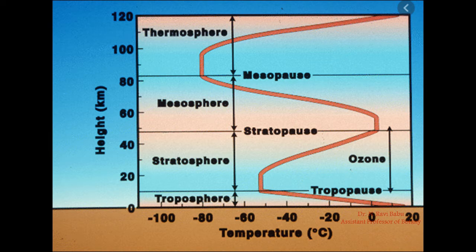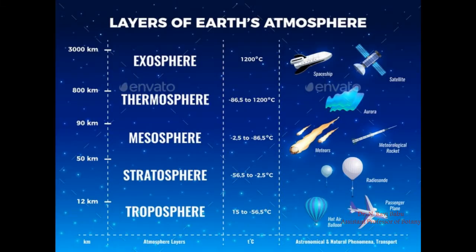Of course, friends, the thermosphere as well as the exosphere are not in our discipline, but I will just read out two or three lines. Regarding the thermosphere, my dear friends, this layer is located between 80 and 400 kilometers, above the mesopause.